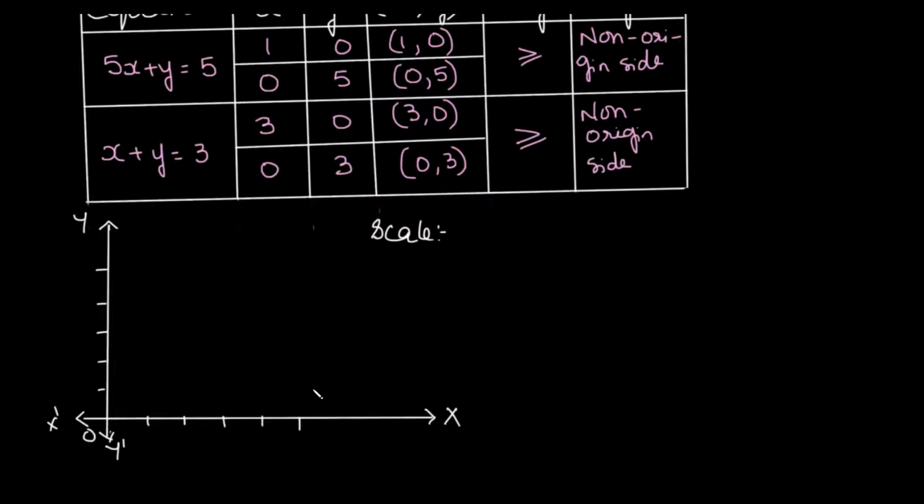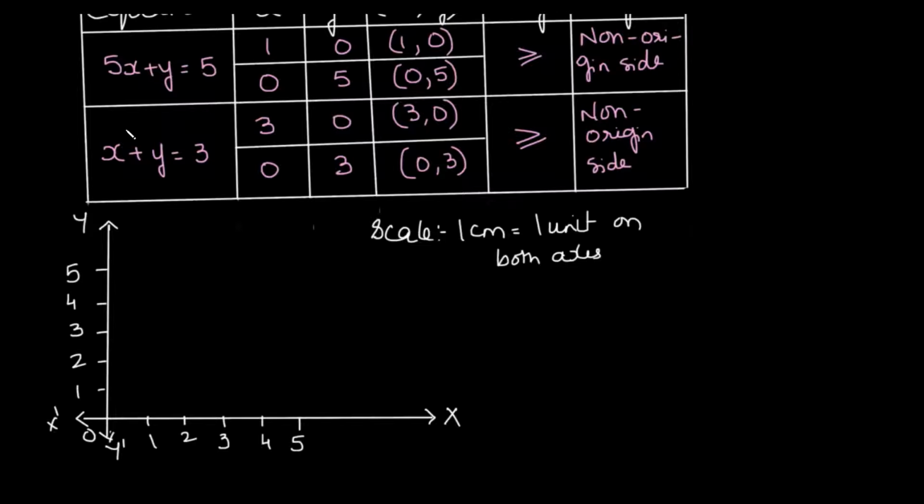Now in the graph, on the x-axis we require only up to 3, so we can take the scale as 1 centimeter is equal to 1 unit. That is enough. So on the x-axis, these are the points. Similarly, on the y-axis, we need maximum up to 5, and therefore again we can take 1 centimeter as 1 unit and write the coordinates on the y-axis. So scale is 1 centimeter is equal to 1 unit on both axes.